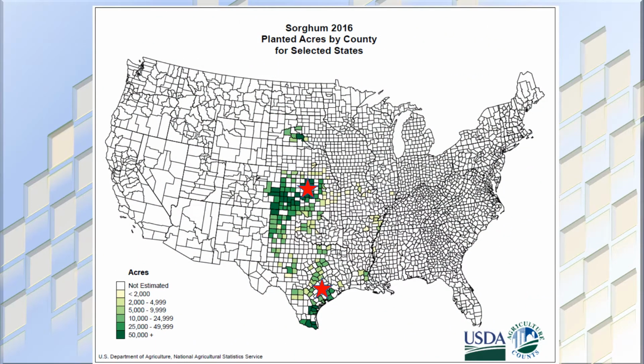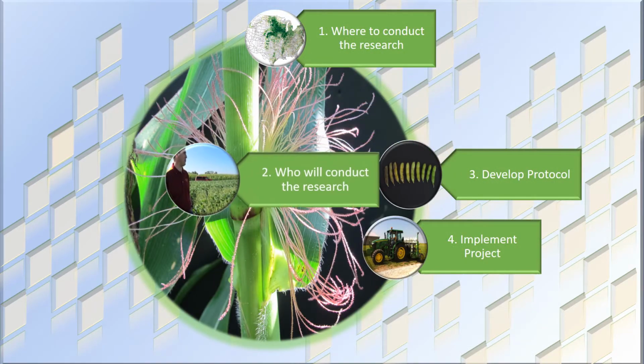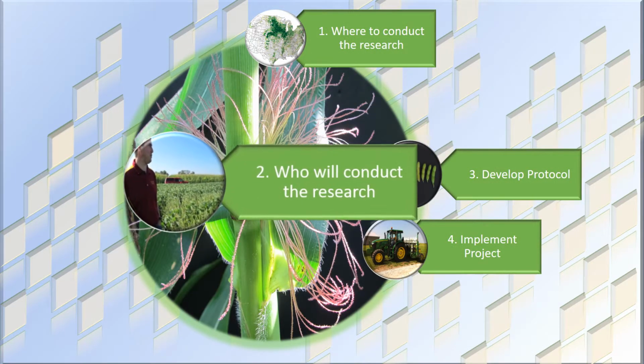However, for some crops like sorghum, we are limited in locations, as the sorghum growing region has limited spread east to west and is predominantly in the central and southern Great Plains. Kansas and Texas are the top two states for sorghum acreage, and these locations provide a large difference in climatic conditions and maturities used. The next step in conducting research is to identify who will conduct the research.